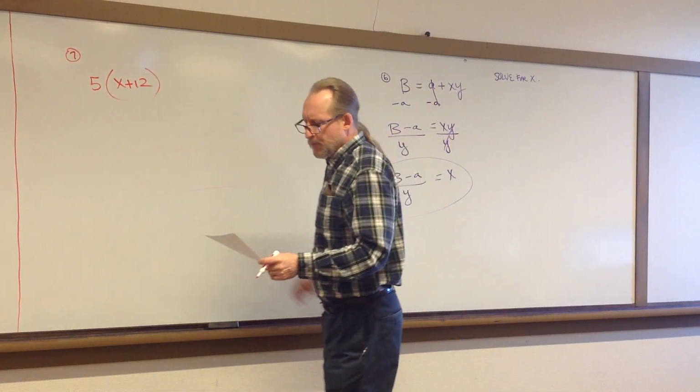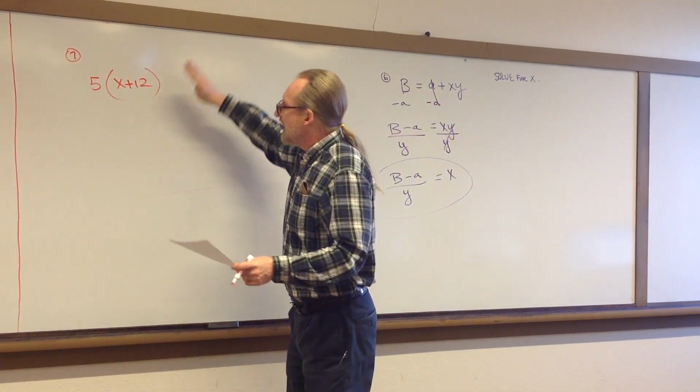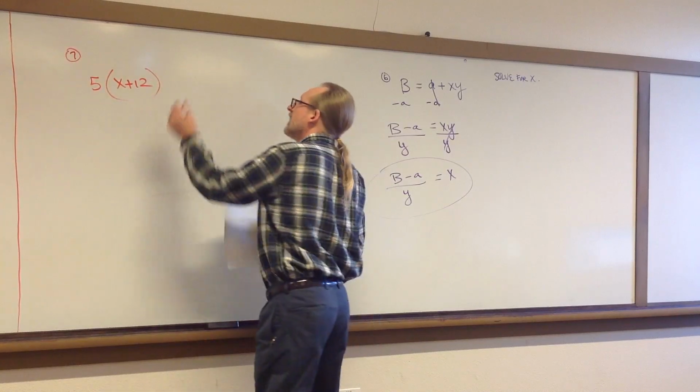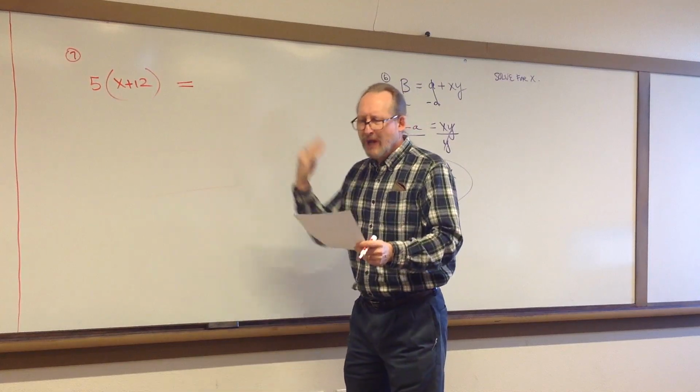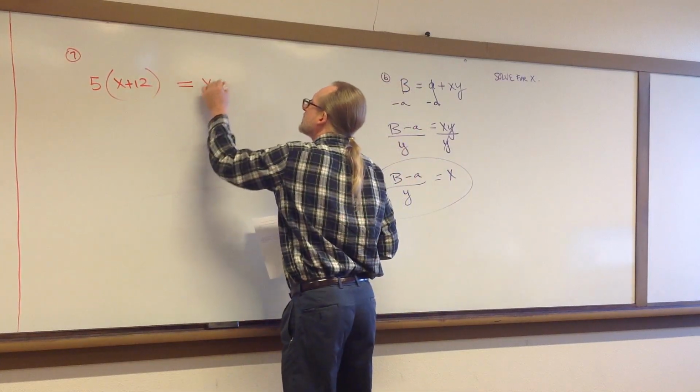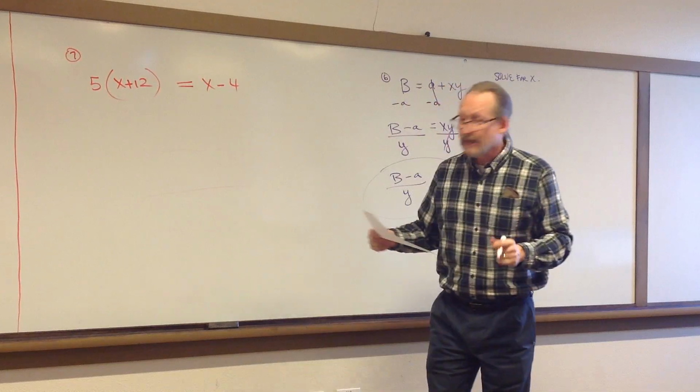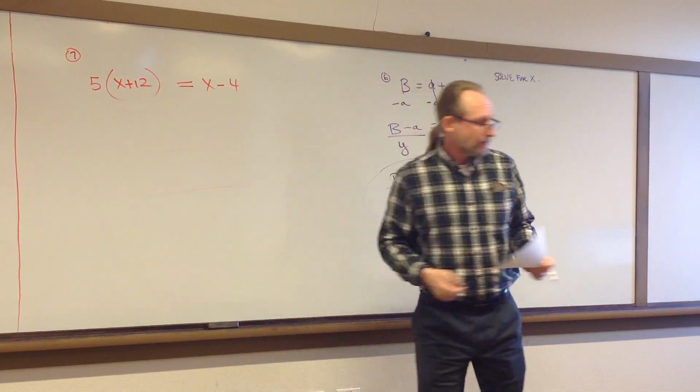All right, so there's the first part. 5 times the sum of a number and 12 is the same as, that means equals, 4 subtracted from a number. That's x minus 4. Okay? And that's it for problem 7.